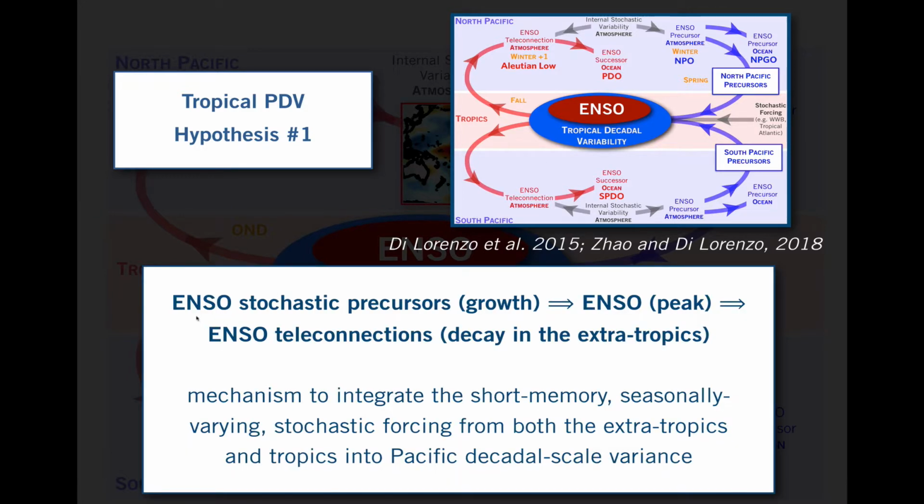And just to recap this hypothesis, the idea is that the sequence of ENSO stochastic precursors to ENSO peak to atmospheric teleconnections, essentially this loop, is a mechanism to integrate the short memory, seasonally varying stochastic forcing from both the extratropics and the tropics into Pacific decadal scale variance.